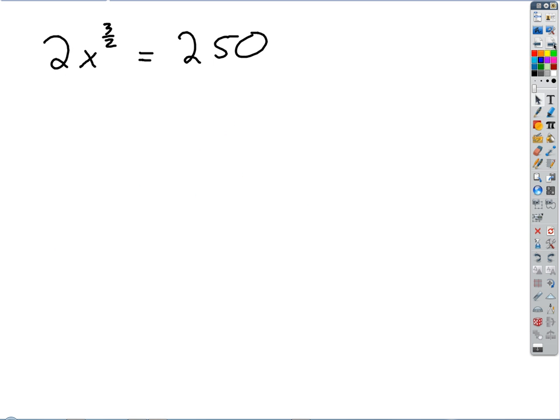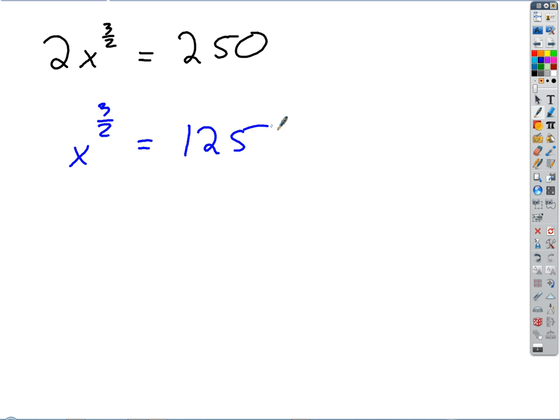Okay, what about something like that? It is a radical, isn't it? Okay, so first thing, we're going to divide by 2. We're going to isolate x. So first step is divide by 2. And we get x to the 3/2 equals 125.